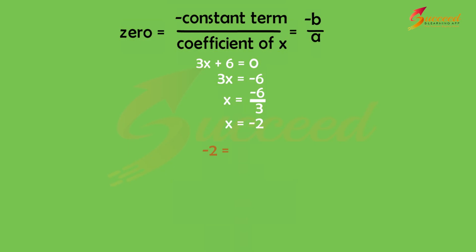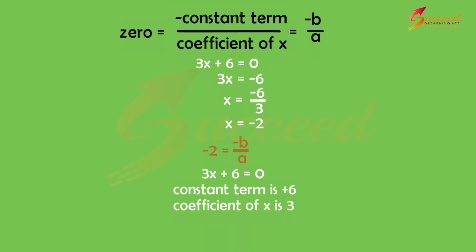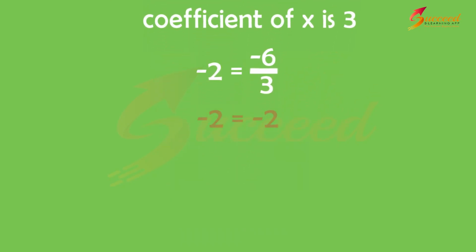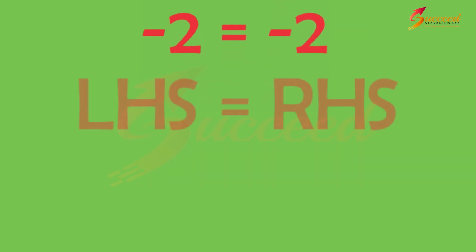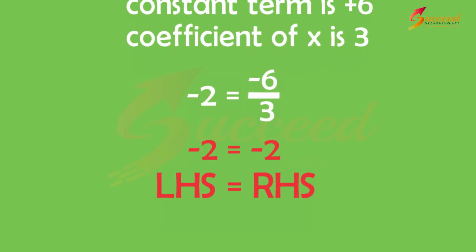Now, we got minus 2 in place of 0. This minus 2 should be equal to minus b by a. In the example, 3x plus 6 is equal to 0, the constant term is plus 6 and the coefficient of x is 3. So, substituting, we get minus 2 is equal to minus 6 divided by 3. Minus 2 is equal to minus 2. Here, the left hand side is equal to the right hand side.